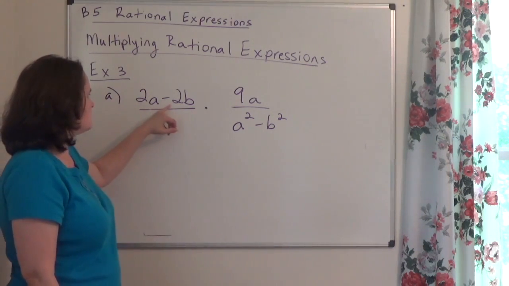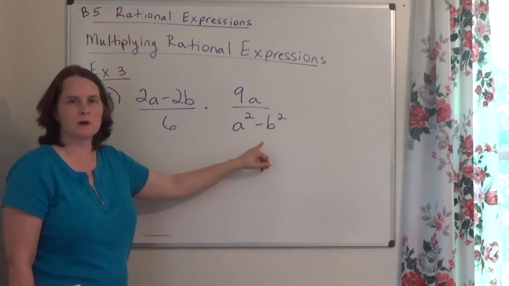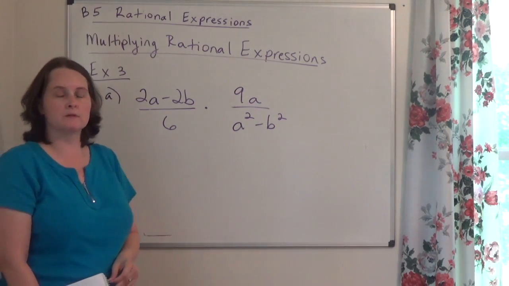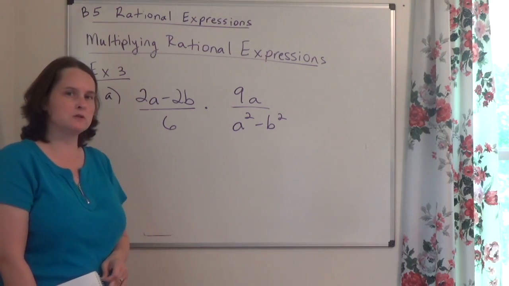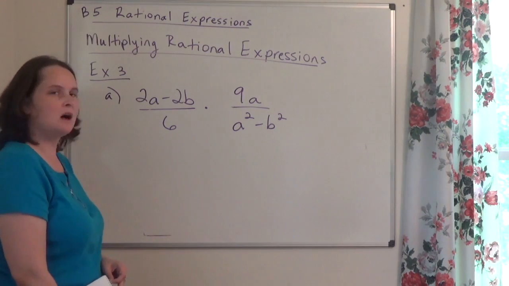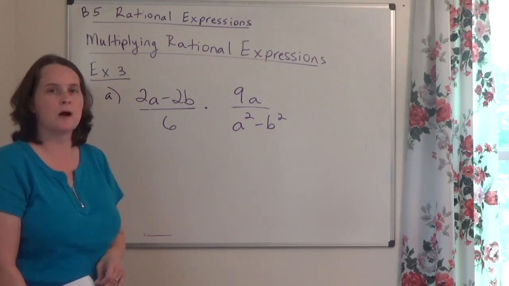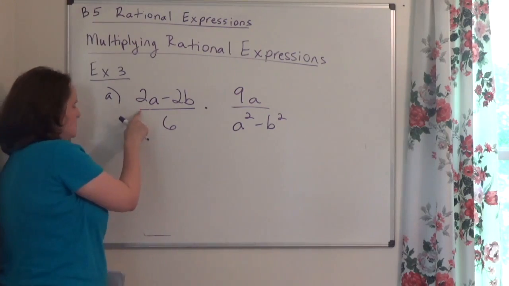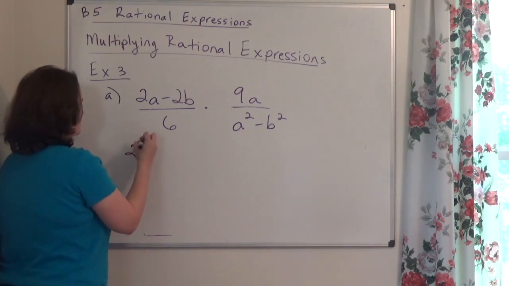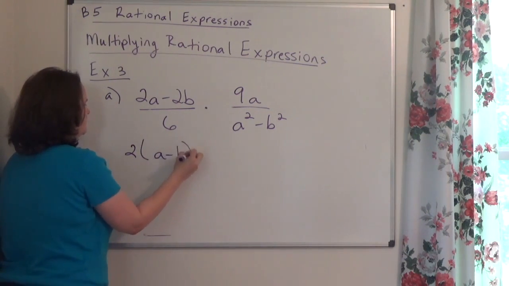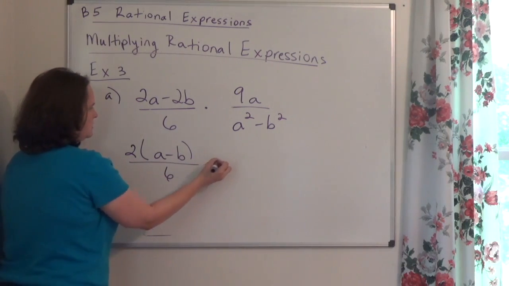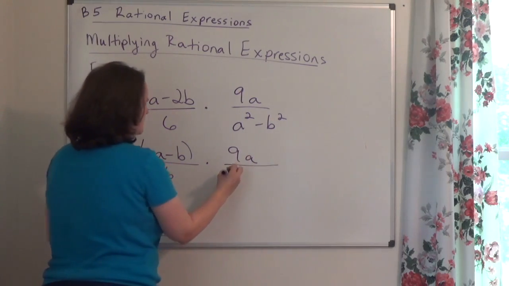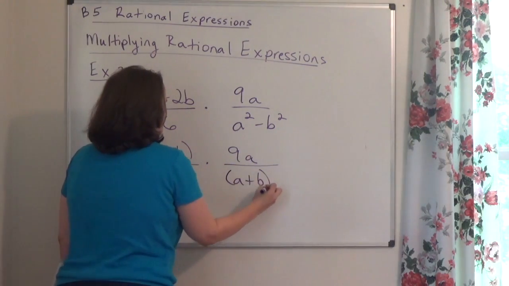Looking at the 2a minus 2b and the a squared minus b squared, we need to decide if that can be reduced. In order to decide if we can reduce it, we need to factor it. So you'll get lots of practice with factoring when you're going through these problems in this section. In the first numerator, we have a common factor of 2, so 2 times (a minus b) over 6. And then here we have the difference of squares. That's (a plus b) times (a minus b).